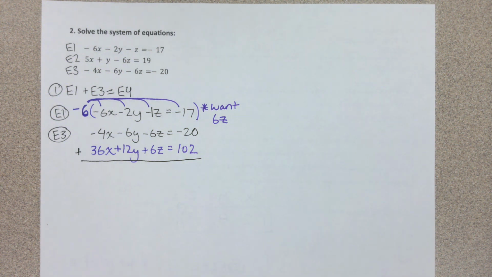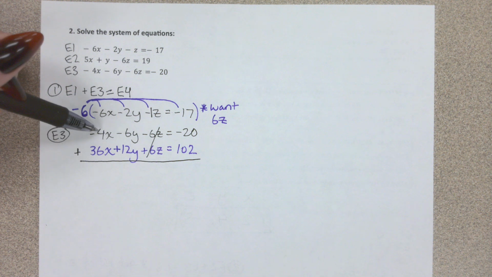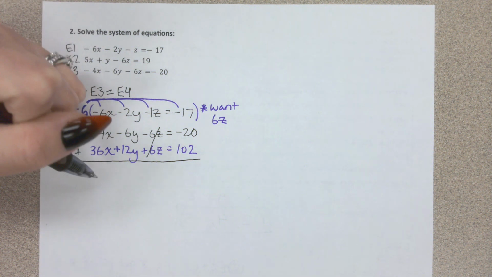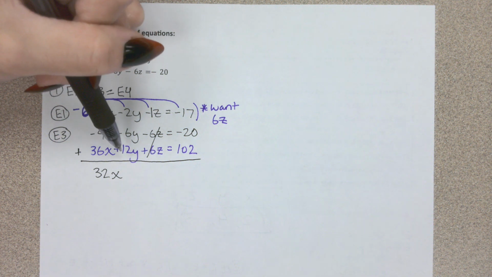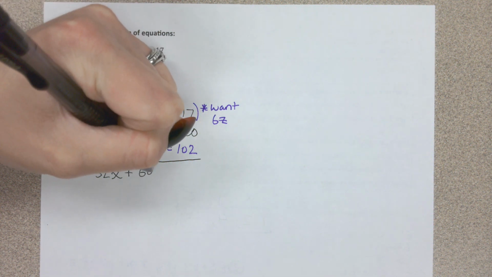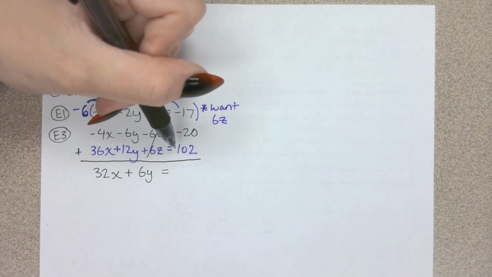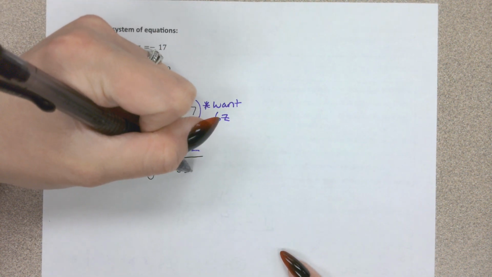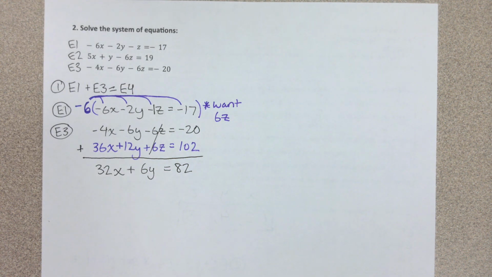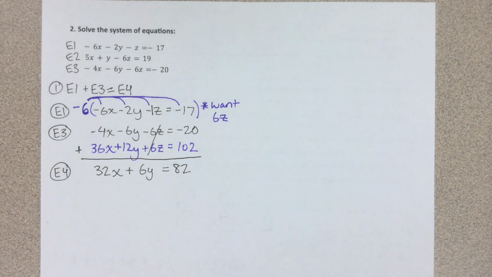And now we solve. First off, the z's cancel, so I'm going to go ahead and cancel those out. Negative 4x plus 36x, this is positive 32x. Negative 6y plus 12y, this is plus 6y, equals negative 20 plus 102. It's going to give us 82. Yes. This is equation 4, E4.